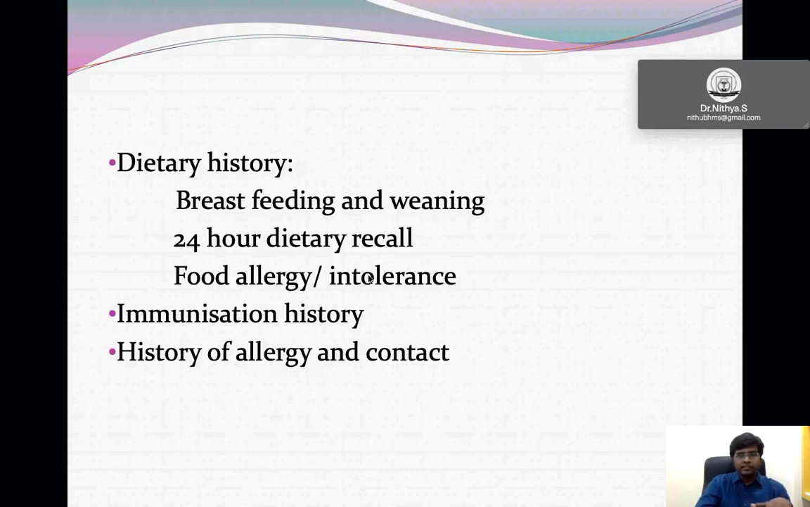And immunization history, according to the national immunization schedule, whether they have followed and taken the corresponding immunizations, because when they have missed any immunization, then probably they may land up with the corresponding infections.